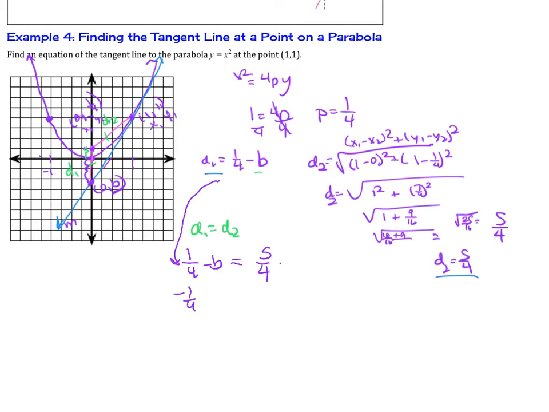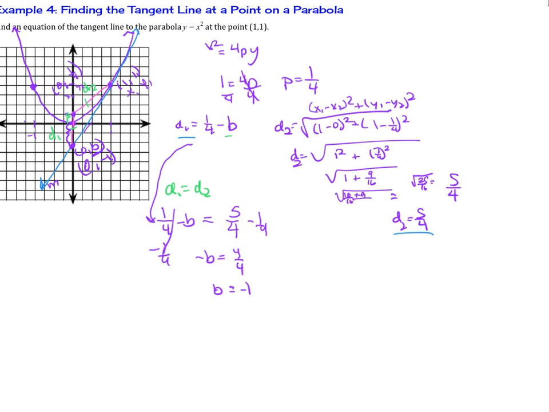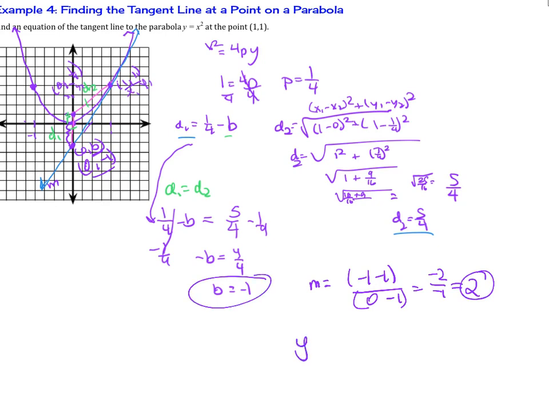So let's subtract 1/4 from both sides. So we get negative b equals 4/4, or b equals -1. Hey, look at that. b is -1. Now we need to find the slope, and so you can use the slope formula. The slope is from this point, 0, -1, to 1, 1. So the y value is -1 minus 1 over 0 minus 1. And so this is going to be -2 over -1, or a slope of 2. So therefore, we have our slope, we have our y-intercept, so the equation is y equals 2x minus 1.